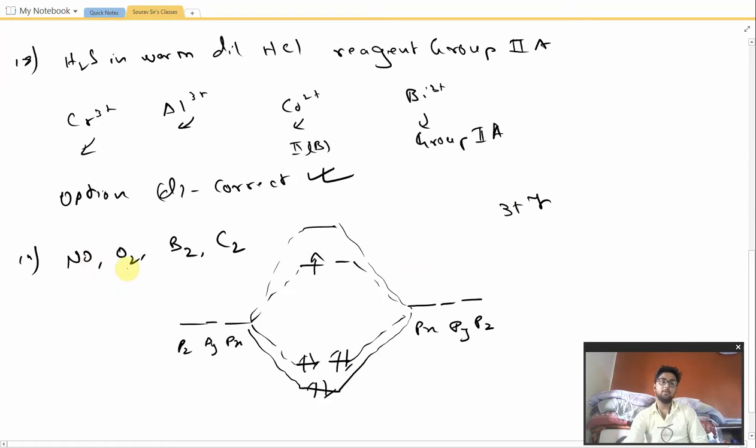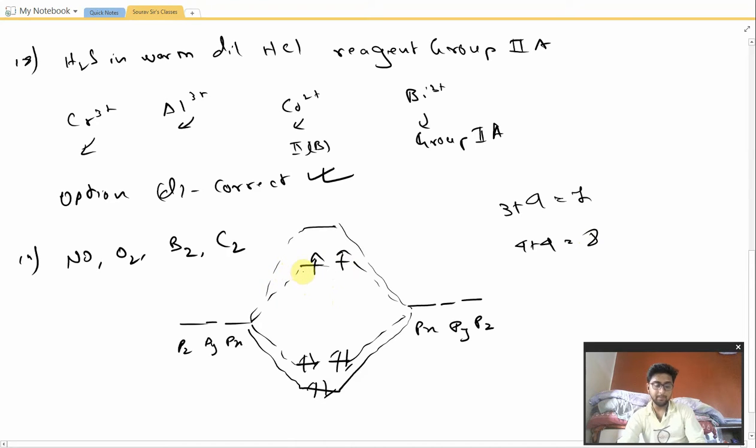Now O2 also has a total of 8 electrons in the p orbitals: 4 plus 4 is 8. So O2 will have 2 unpaired electrons, both of them unpaired, and therefore it is paramagnetic in nature.